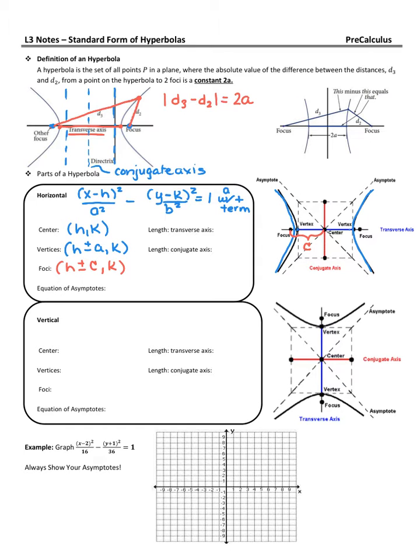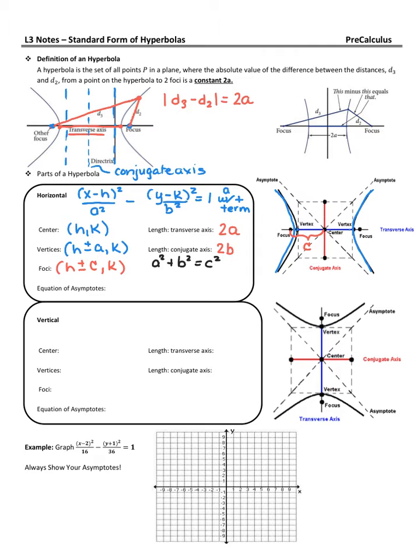The length of the transverse axis is 2a. Your conjugate axis, which we will use to draw the hyperbola, is 2b. And there is a Pythagorean relationship, and in this case, it's straight up Pythagorean: a squared plus b squared equals c squared. With the ellipse, it was a squared minus b squared. So that's the relationship of your a, your b, and the c, the distance to the focus.